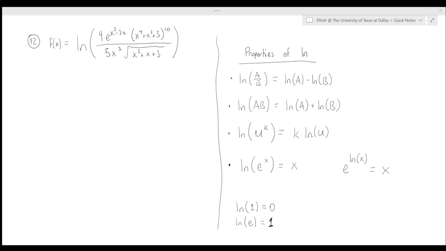All right, so then with those properties, let's see how to use them to get the derivative of our function. First, I want to use the first and second properties to expand this out.